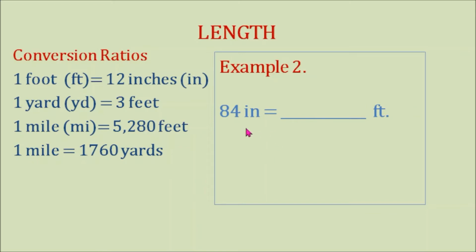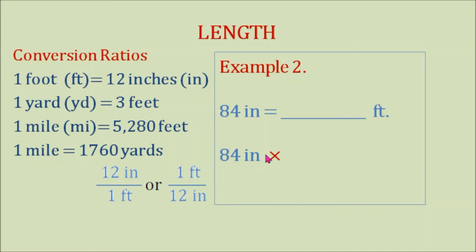Example number 2. 84 inches equals how many feet? Again, we are going to write down the unit that we are going to convert and then multiply it by a conversion ratio. So we have here 1 foot equals 12 inches. So we have two options: 12 inches over 1 foot, or 1 foot over 12 inches. Which of these are we going to use?